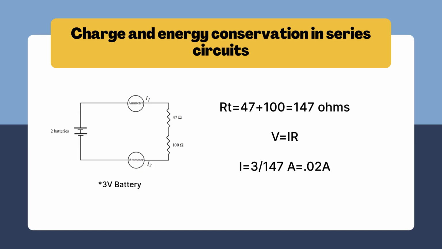And then let's talk about how to calculate the total resistance in the beginning. Since the circuit is just in series, I just added the two resistors. So it would just be 47 plus 100, so 147 ohms, and the total current would be 3 divided by 147, which would be 0.02 amps.